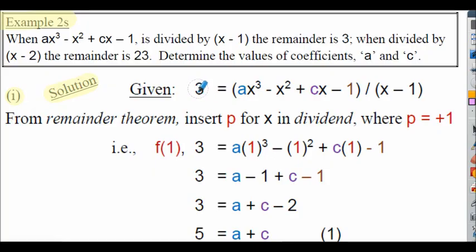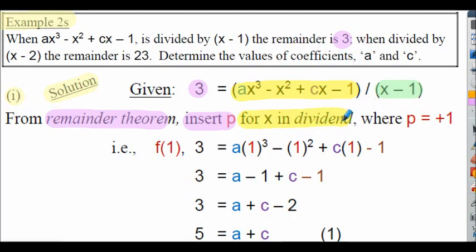Generate our first equation, knowing 3 is the remainder when we divide the dividend given in the question by x minus 1. Apply your remainder theorem, insert p for x in the dividend. Know that p is equal to positive 1 this time, so our remainder theorem, function of p, putting the p into the equation, we can form equation 1. I'll let you look at the number crunching here.